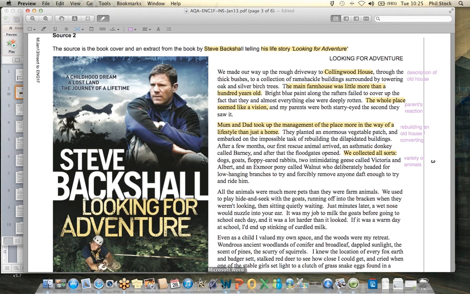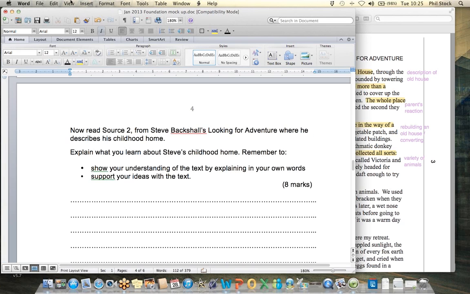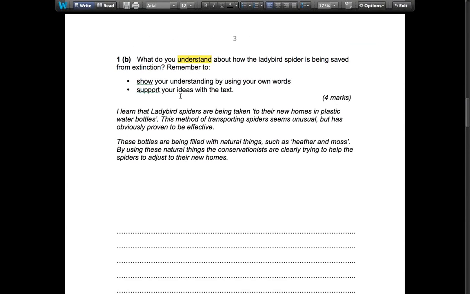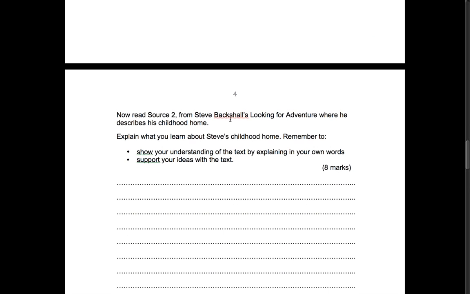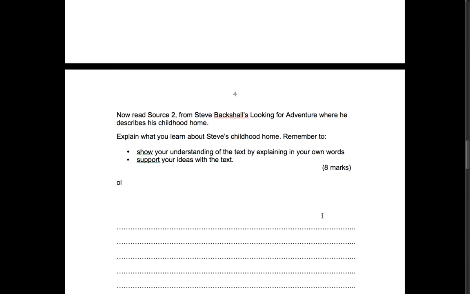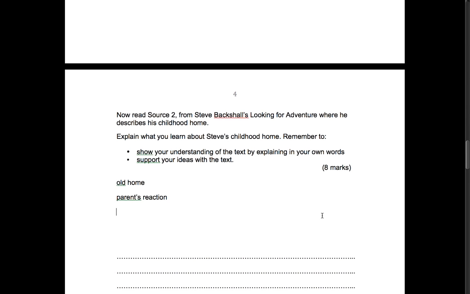So if I go back to my question paper, and my question paper says, from Steve Backshall's Looking for an Adventure, where he describes his childhood home, explain what you learn about Steve's childhood home. Remember to show your understanding of the text by explaining in your own words and support your ideas with the text. So the same deal as the previous question with the bullet points given there to help you. If you remember, the first thing in the initial paragraph that we looked at was the fact that it was a bit of an old home. If you remember his parents' reaction to it, then the variety of animals that came to live there.